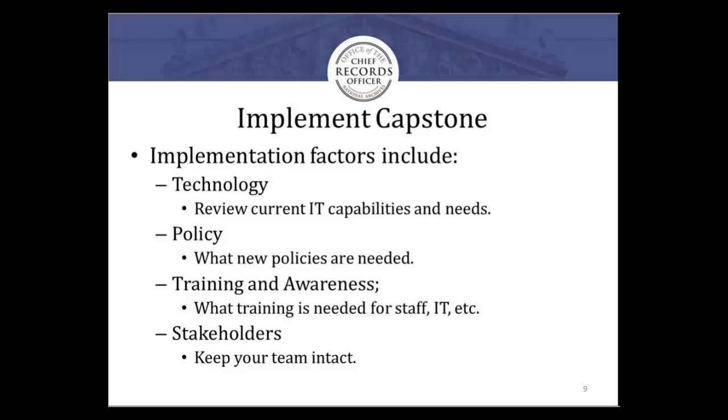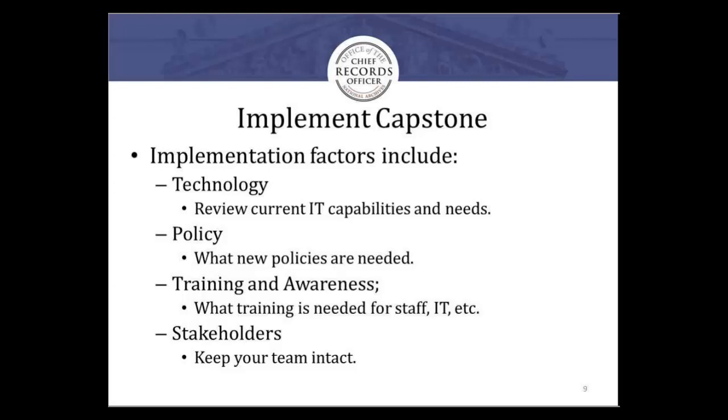Third is training and awareness. What kinds of training will the line staff in the organization need to understand Capstone? What kinds of training and awareness will Capstone officials in your agency need as the technology and policy is rolled out? How will you make them aware of the fact that all of their email will likely be retained for permanent retention?